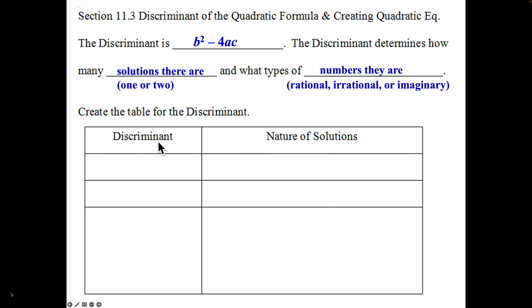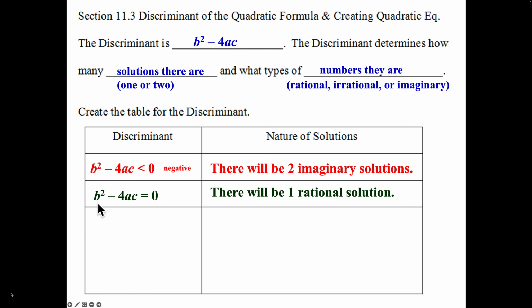So if your discriminant, b squared minus 4ac, is less than 0, which means it's negative, that means you have a negative inside your square root. You're going to have two imaginary solutions. So if the discriminant value is negative, there's a negative inside of the square root symbol, and you have two imaginary solutions.